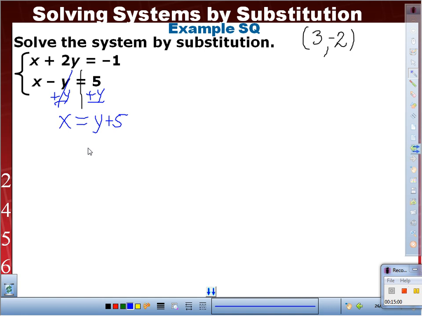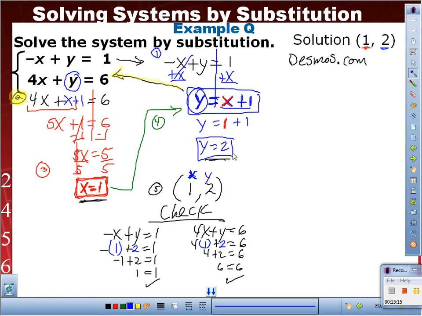Okay? So, let's look at this. Here, I started and I solved for y. Look up to the screen. There's a reason why I started with y. Look at it.